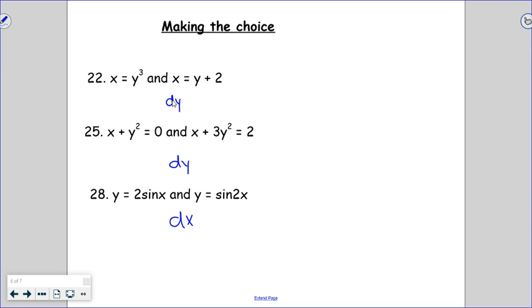Yes? So your top function, when you're integrating with respect to y, is the greatest x value. The farthest right. Yep, farthest right is your top function, I guess.